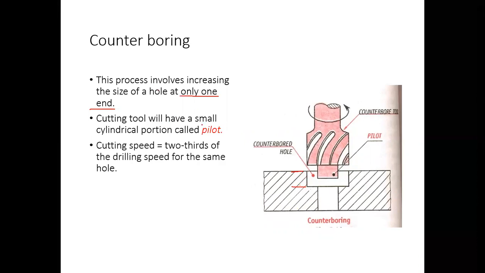The cutting tool which has a small cylindrical portion is called a pilot. This is called the pilot, and it goes into the hole that is already made. The bigger diameter of the cutter is called your boring tool. Normally, most of the counter boring tools are like this. The pilot goes and sits in the existing hole, and the cutting edges here remove the material from this portion.